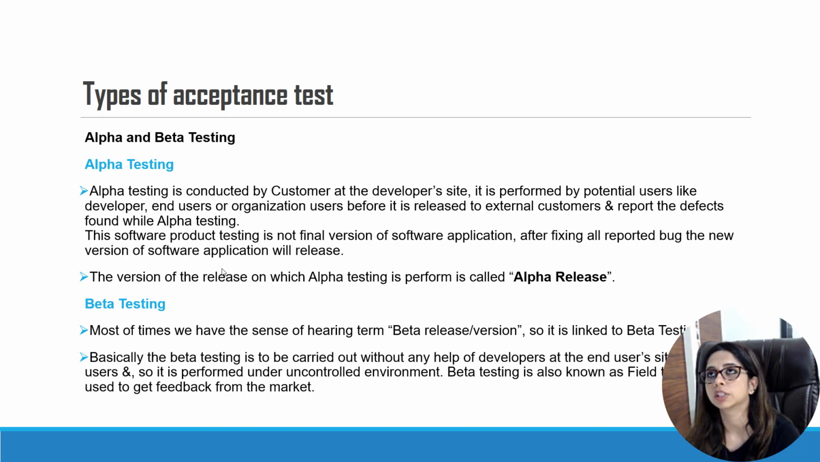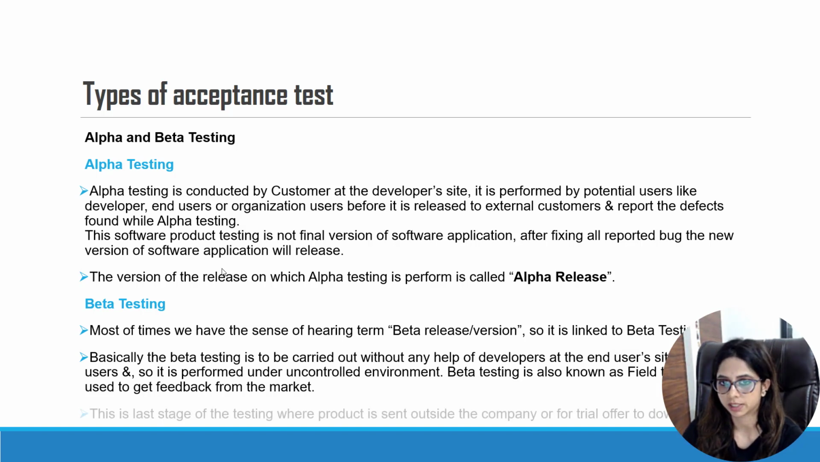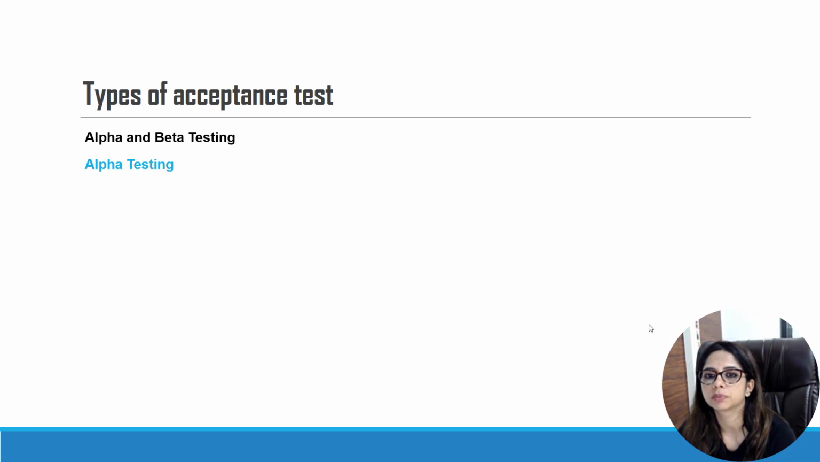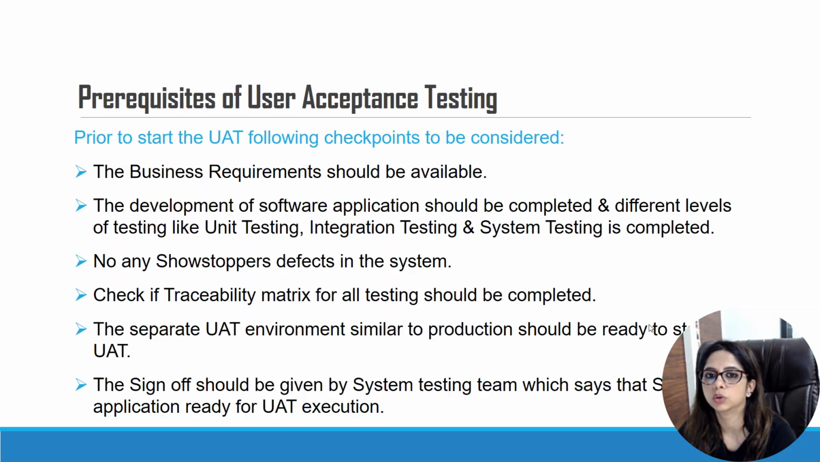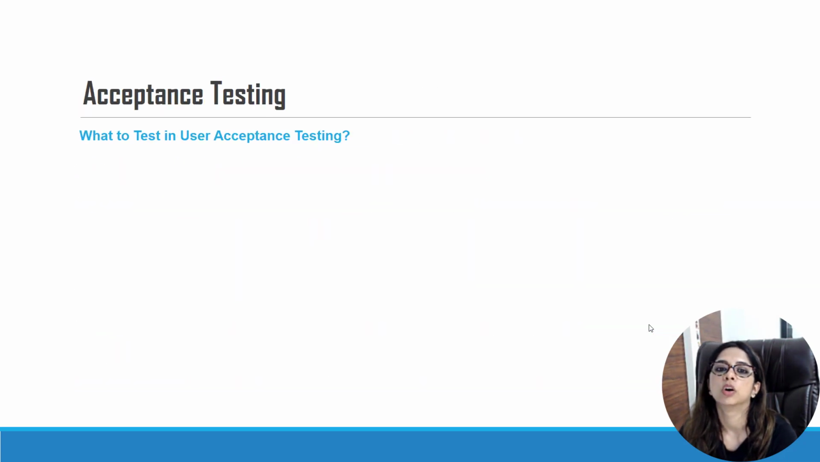You can see the softwares do beta releases, right, and end users find out issues. So that's how beta testing actually works, that end users should be doing the testing. So before any production release there are beta releases, isn't it? So that is beta testing. Now let's go back to who does what to test in user acceptance testing.